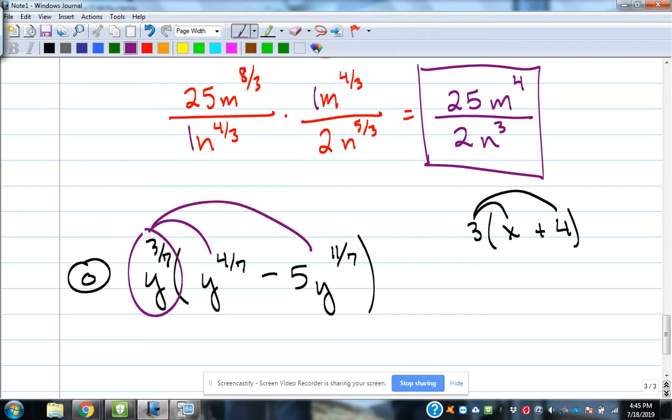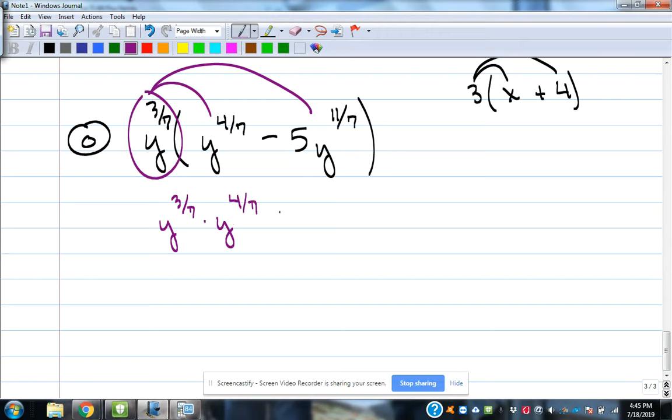So what that ends up doing is saying, okay, I've got y to the 3/7 times y to the 4/7 minus y to the 3/7 times 5 y to the 11/7. So that's what we're doing. We're distributing that whole y to the 3/7 to both of those terms, because they're separated by a minus sign. So leave that minus sign in the middle. And then we just follow the rules from there.